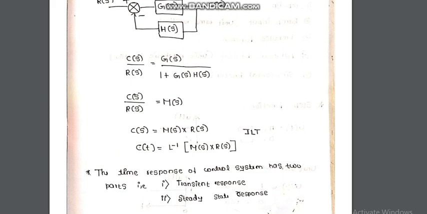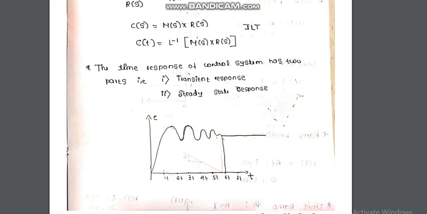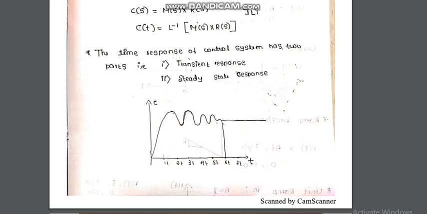This time domain response of control system has two parts actually. One is the transient response and the other is the steady state response. Here this diagram shows the output of control system, that is C of t on the y-axis, with respect to t on the x-axis, and the time instants are 1t, 2t, 3t, 4t, 5t, 6t, and so on. And the output is C of t.